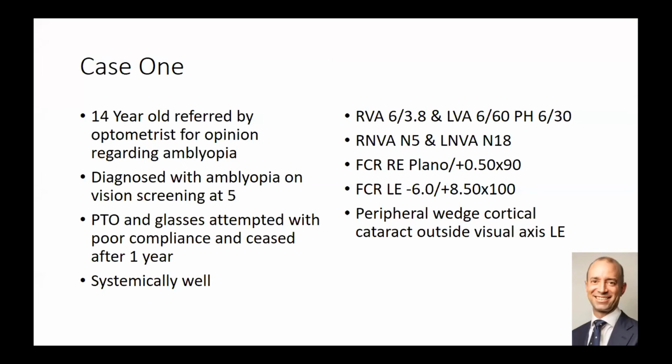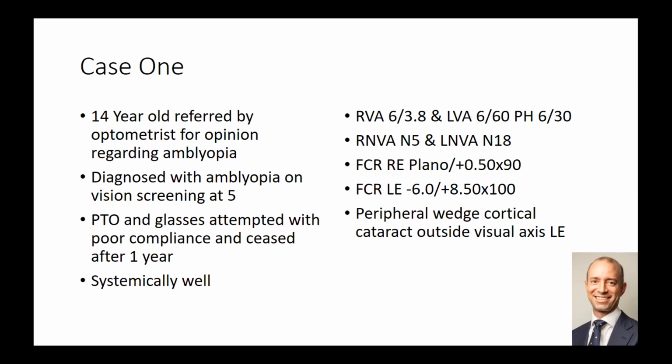The first case is a 14-year-old who was referred by an optometrist for an opinion regarding amblyopia. This was diagnosed when she was 5 years of age from vision screening. She was given part-time occlusion of glasses, and this was attempted for about a year with poor compliance and then ceased. She was systemically well, and otherwise there was no other medical issues and no other abnormality on her eye examination noted. When I met her, she had right visual acuity of 6 on 3.8 and left visual acuity of 6 on 60, pinholing to 6 on 30 using Snellen letters. Her right near visual acuity was N5 and the left N18.